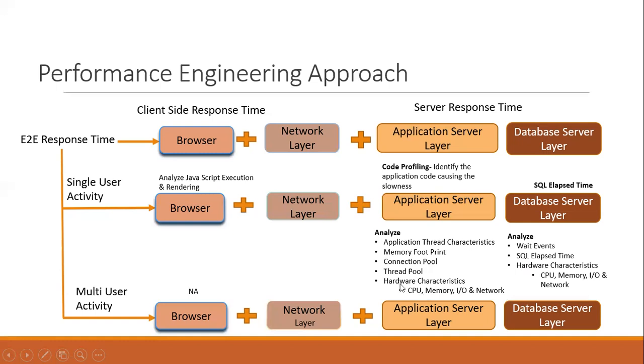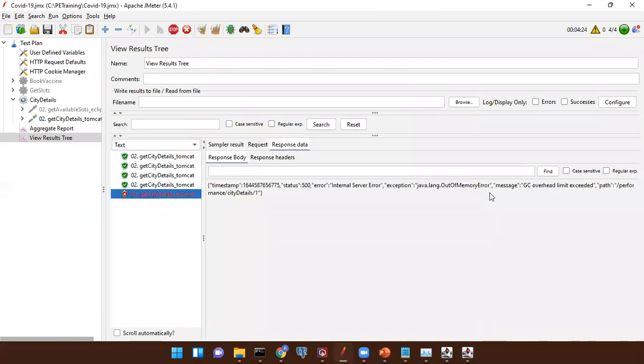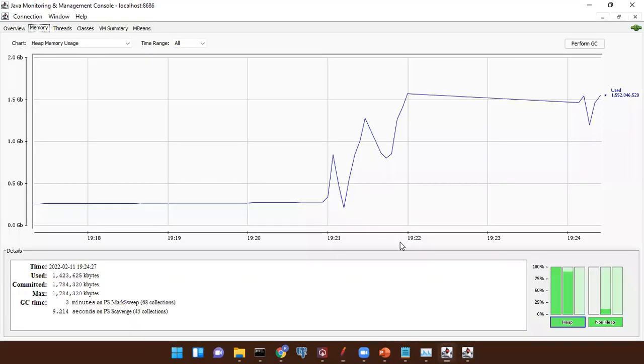Yeah, it looks like one of the samples failed. Now if we see here, one of the samples failed with the out of memory error, and the message is GC limit exceeded. So maybe you can make use of JConsole to understand how exactly GC is happening.